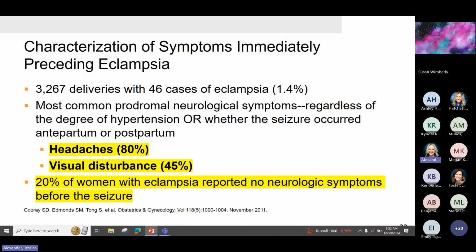Characterization of symptoms immediately preceding eclampsia. This is a study that had 46 cases of eclampsia, 1.4%. The most common symptoms, headaches and visual disturbances, 80%, 45%. 20% of women with eclampsia reported no neurological symptoms before the seizure. So these are important statistics, realizing one, there were no symptoms in 20%, and headaches and visual disturbances appear to be the two more common symptoms.